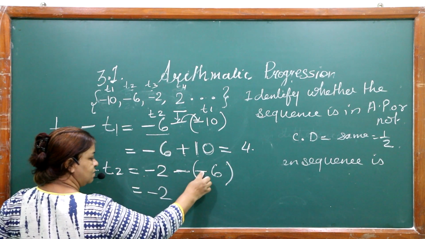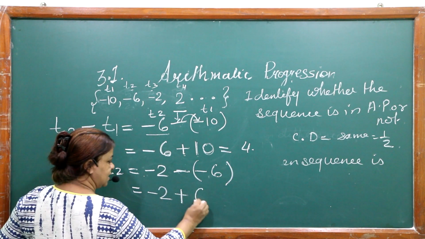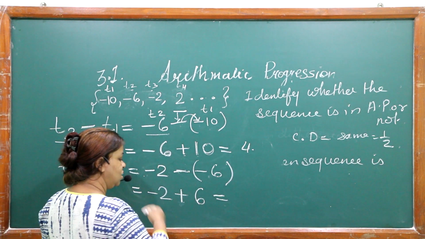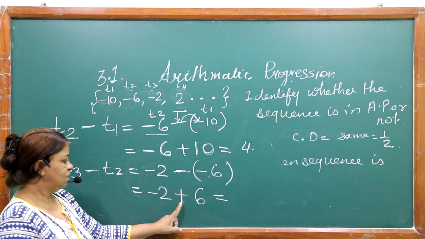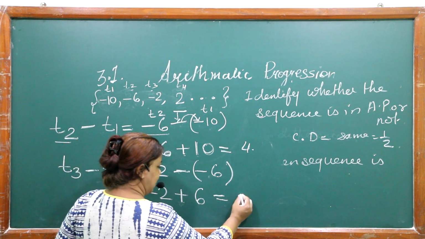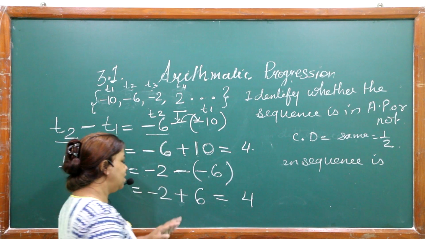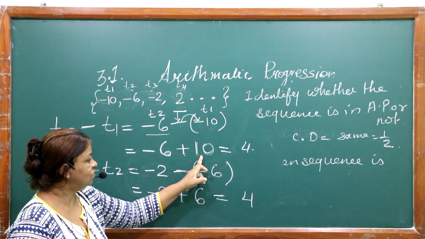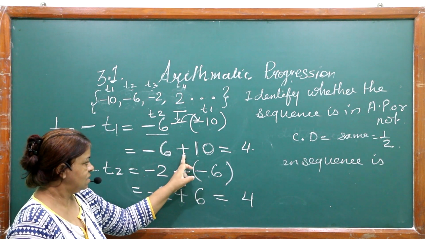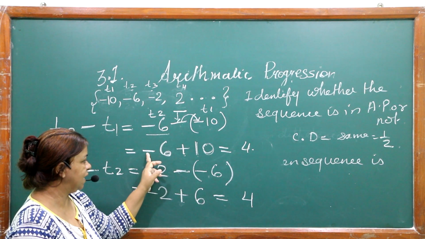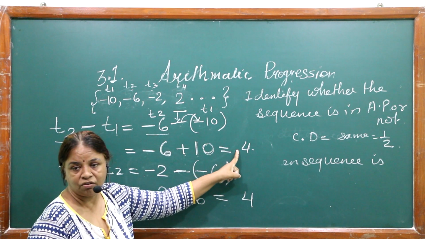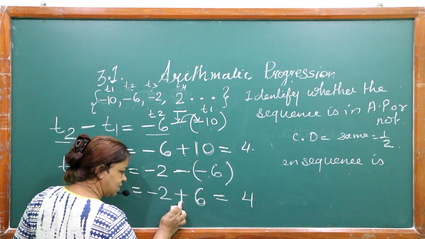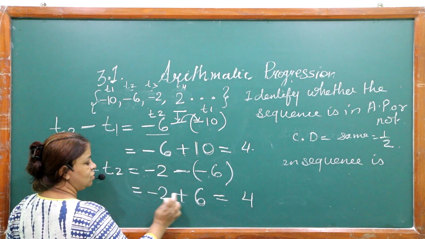Again, minus 2 minus minus 6 will become plus 6. One term is minus, one term is plus. So subtraction: 6 minus 2 is 4. Now here I have not written any sign. The sign of the greater number is plus, the sign of the smaller number is minus. Always we write the sign of the greater number. Here also the sign of the greater number is plus, the sign of the smaller number is minus. So I write here 4.